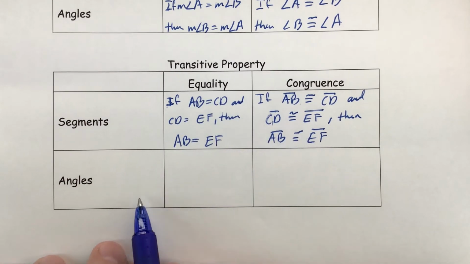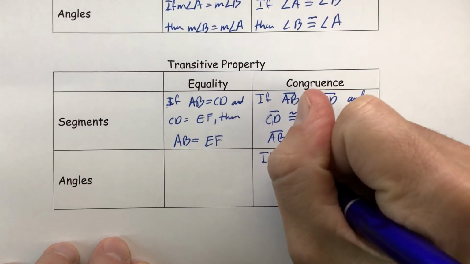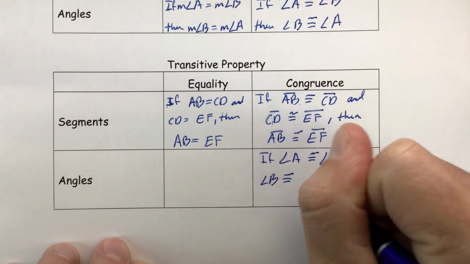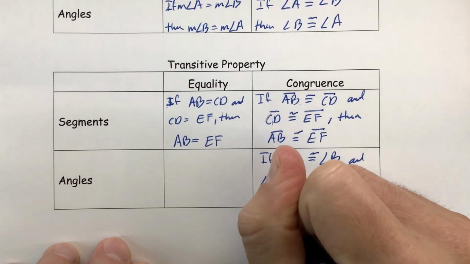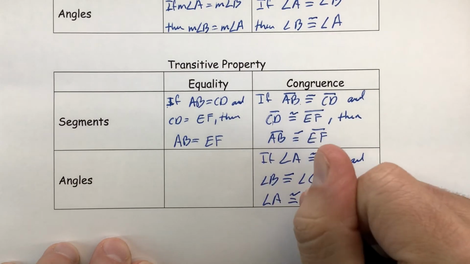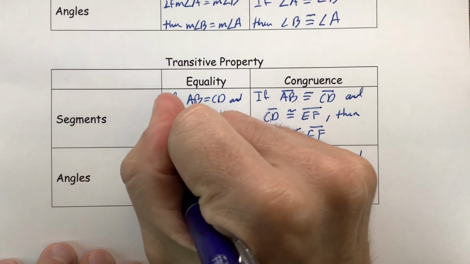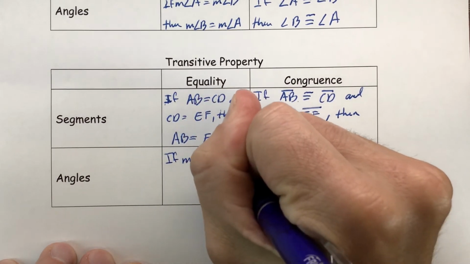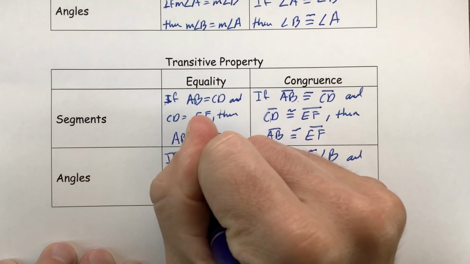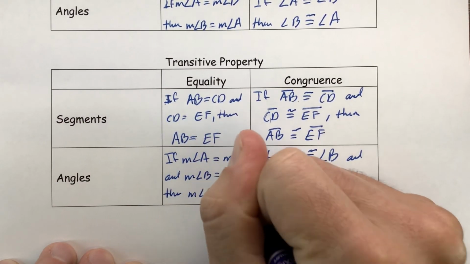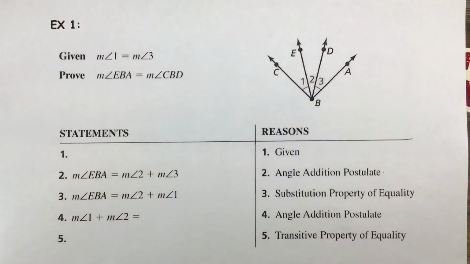All right, and last for angles and the congruence, if angle A is congruent to angle B and angle B is congruent to angle C, then angle A is congruent to angle C. And for the measurement, if the measure of angle A is equal to the measure of angle B and the measure of angle B is equal to the measure of angle C, then the measure of angle A is equal to the measure of angle C. All right, so now that we got all those properties somewhat squared away, at least we know that they exist and they could be used for something coming up.